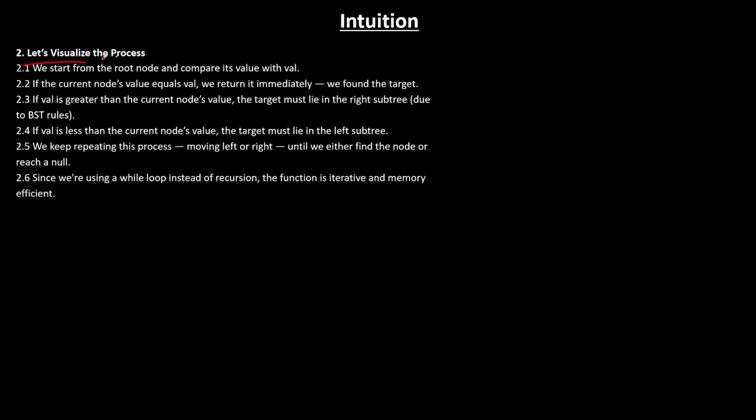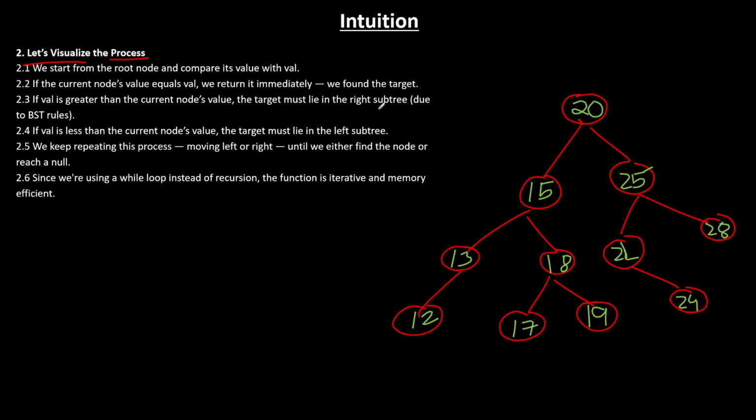So let's visualize this process. Let me draw the tree first. So this is the binary tree I have drawn for you. Now let's visualize the process. We start from the root node and compare its value with the val. Let's take a guess: let val be 18, we're looking for 18. If the current node value is equal to val, we return it immediately. That's the concept, if we find the target.